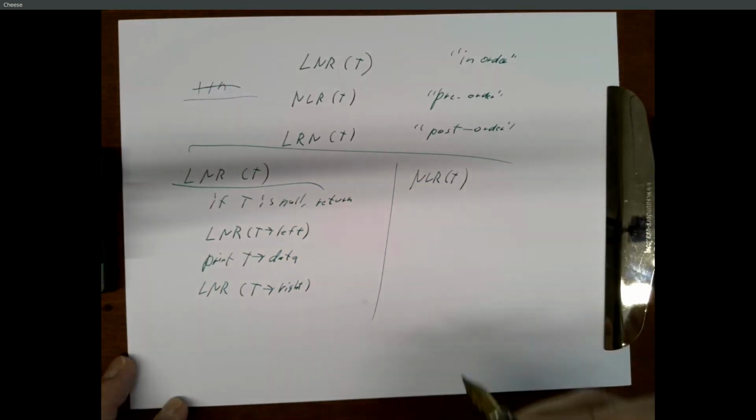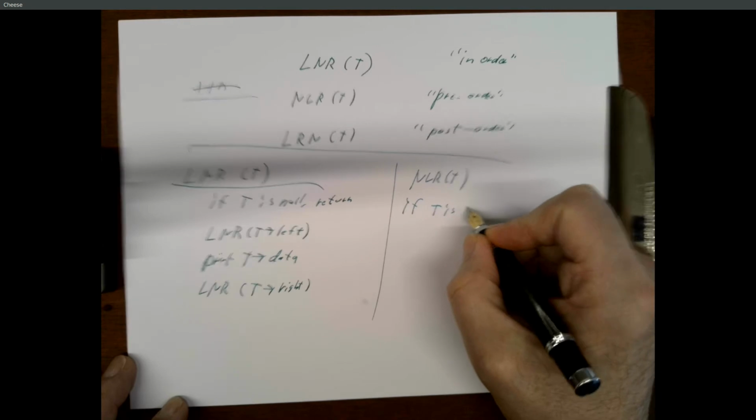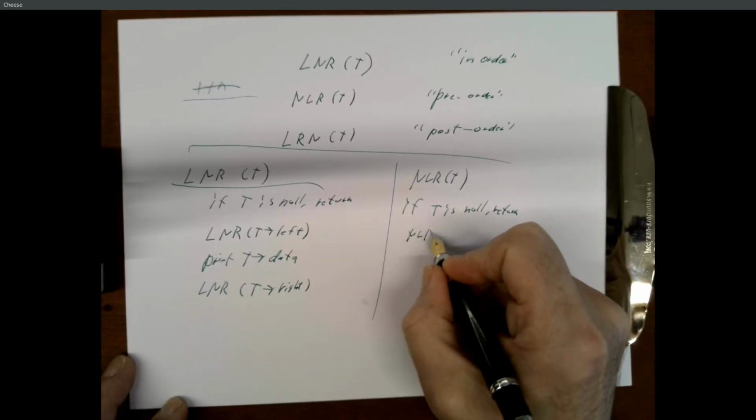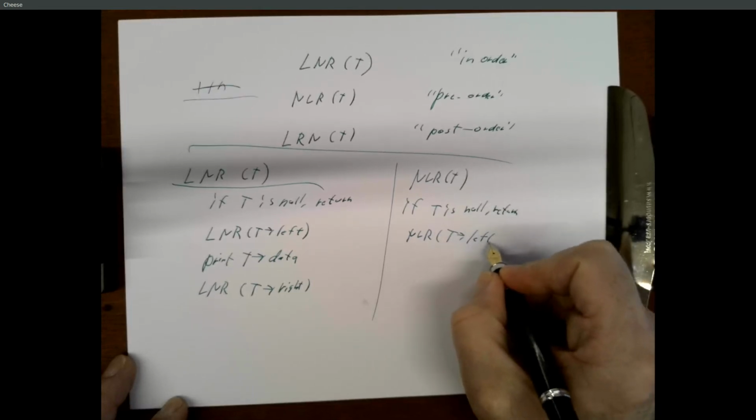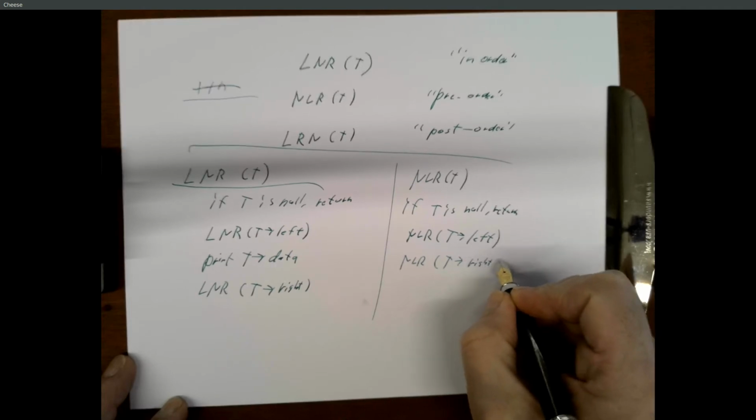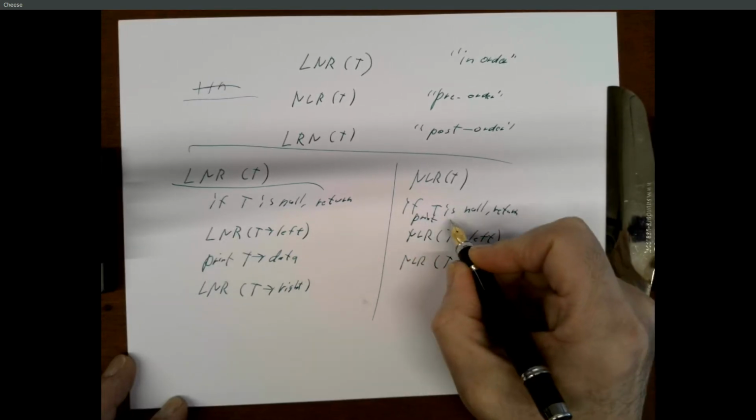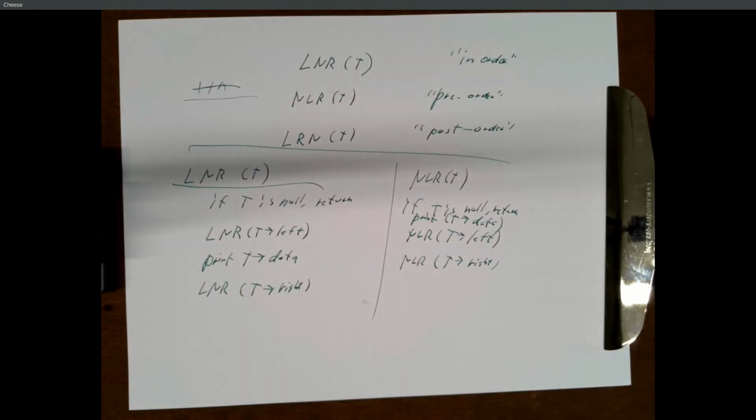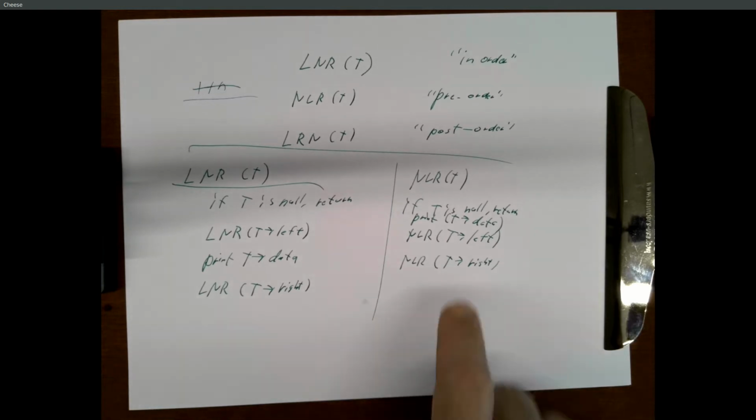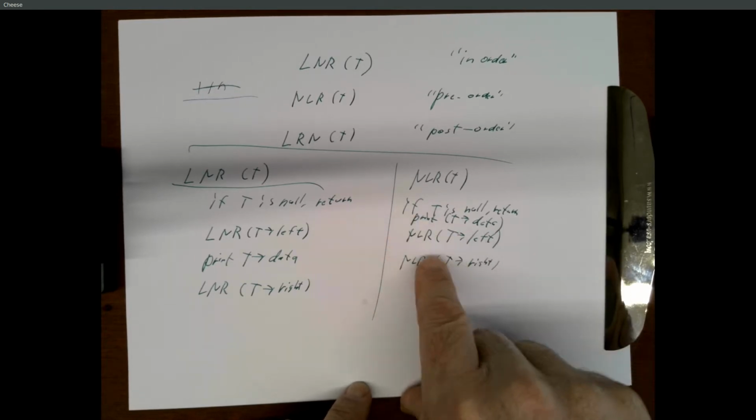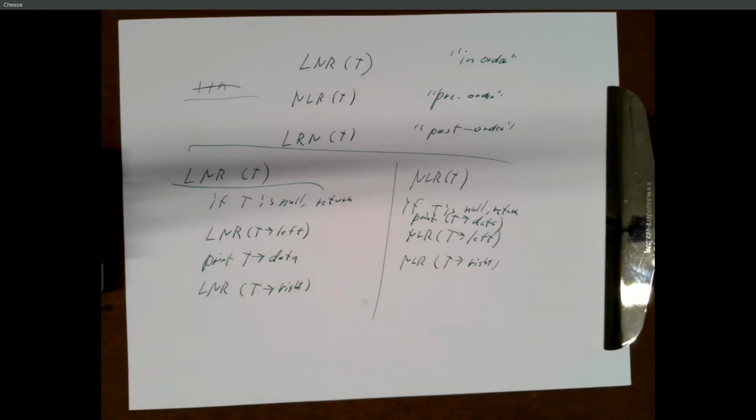If you want to do pre-order, again, if T is null, just return. Otherwise, do the pre-order on the left subtree. Do a pre-order on the right subtree. Print the root data beforehand. And the post order would be after. Post order would be called LRN on the left, LRN on the right, and then print the data after.